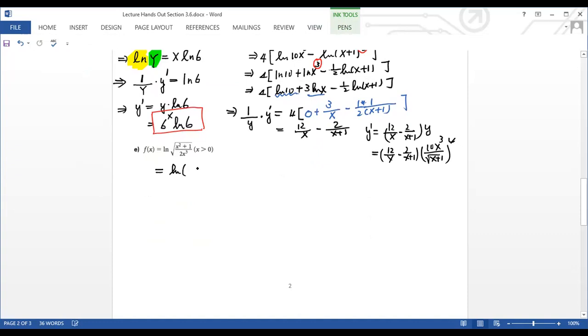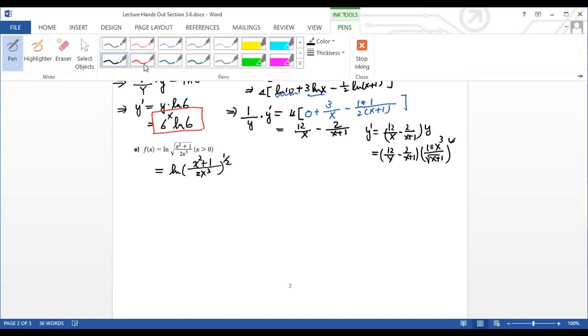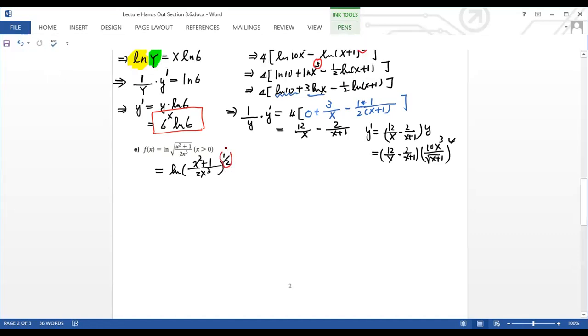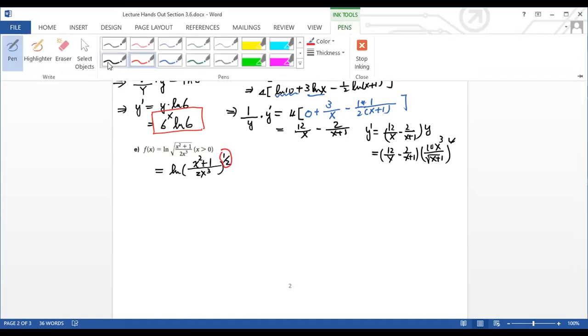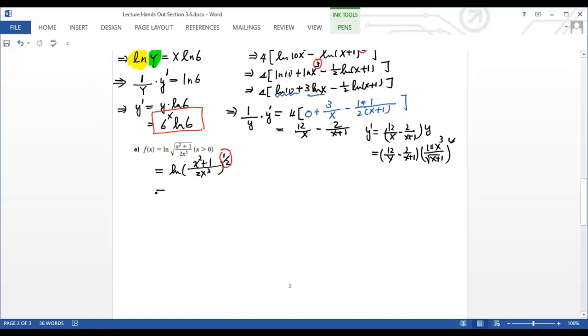So this is the natural log of the whole thing, which I can say is x squared plus 1 over 2x cubed, to the 1/2, correct? Now for this exponent here, I can move it to the front. So this will be 1/2. Then the natural log of a quotient is, what? Minus, right?